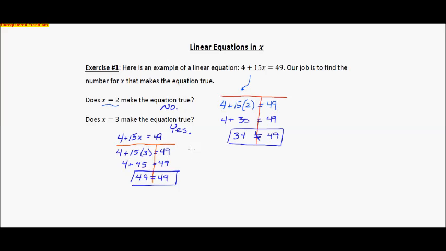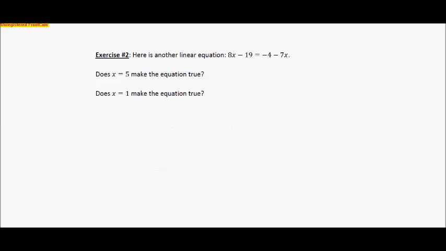And that's really it. We're not solving anything, we're not doing any algebra. We're just simply plugging in a possible number and seeing if it works. So let's switch over to the next one.